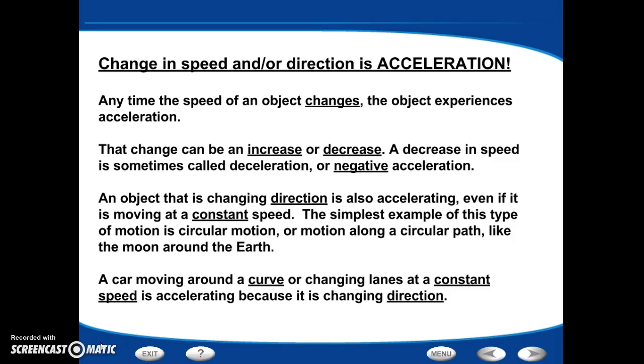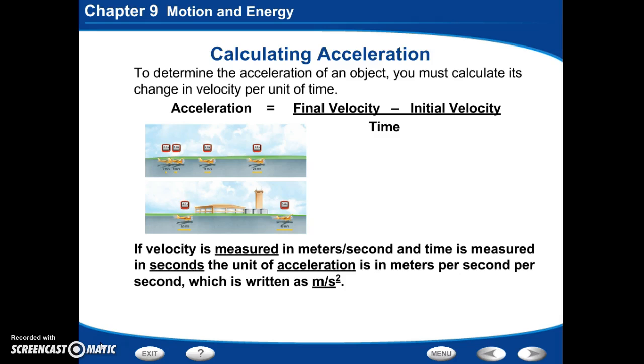And let's say we're going the same speed somehow, but we're changing direction. Then it is also accelerating, even if it's moving at a constant speed, because it is changing direction. So an example of this would be a circular motion, much like the moon going around the Earth. It's going at a constant speed around the Earth, but because it's constantly changing direction, orbiting the Earth, then it is accelerating. A car moving around a curve or changing lanes at a constant speed is accelerating because it's also changing direction.